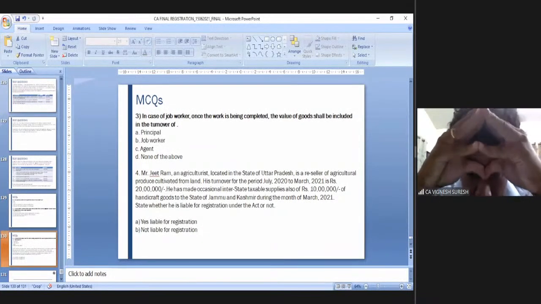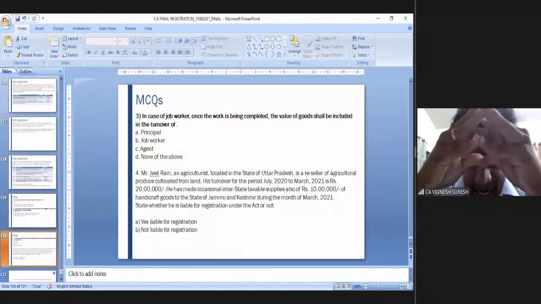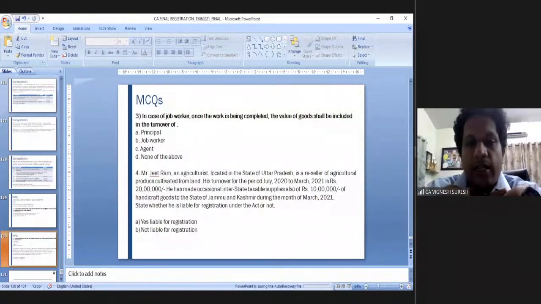Fourth one, Mr. Jeetram, an agriculturist located in state of UP, is a reseller of agricultural produce. His turnover for the period July 20 to March 21 is 20 lakhs. He has made occasional interstate taxable supplies up to 10 lakhs of handicraft goods to state of Jammu and Kashmir during the month of March 21. State whether he is liable for registration under the Act or not. Very interesting question.